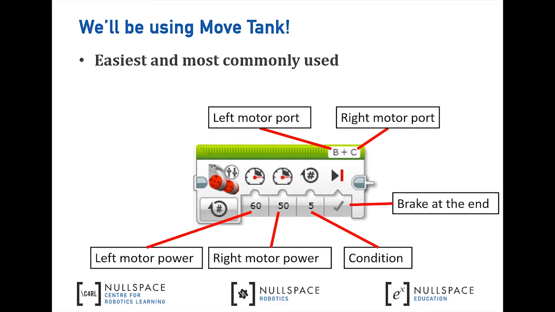Before we move on, let us first briefly talk about the move tank block that we'll be using. The move tank block is the most commonly used block to move our LEGO EV3 robots. It allows for control of both the left and the right motors in a single block. There are 3 numbers on the block. The first number on the left controls the left motor power and how fast it moves the left motor. This is on a scale of 0 to 100. The second number controls how fast the right motor moves, while the last number controls the duration of movement.